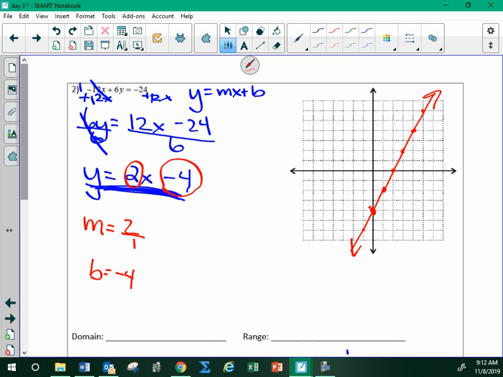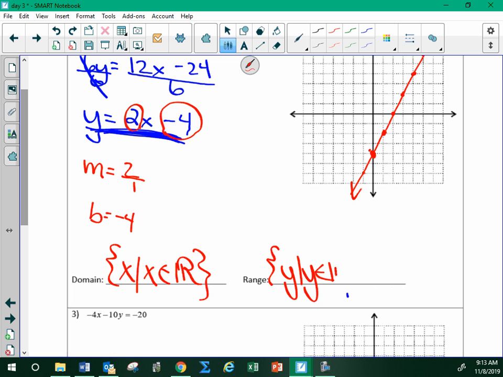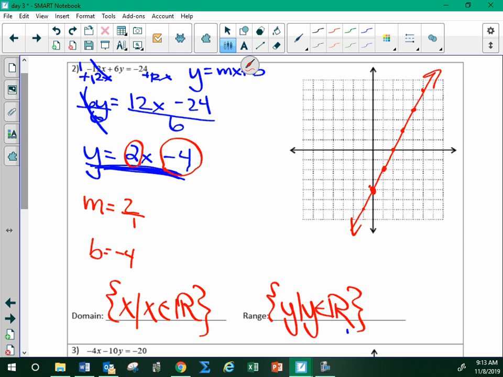So my domain: all real numbers. My range: all real numbers. Okay. Do we have questions on number 2? So same thing for number 3.